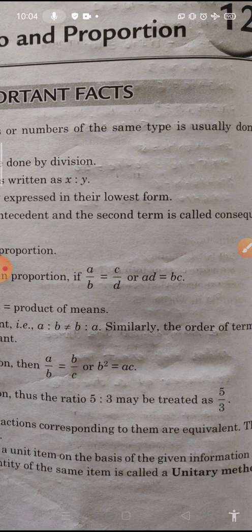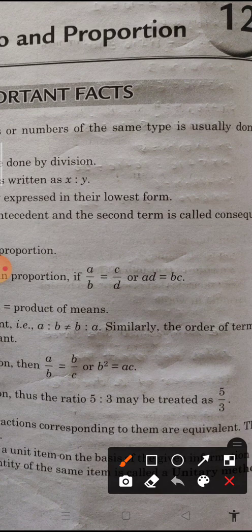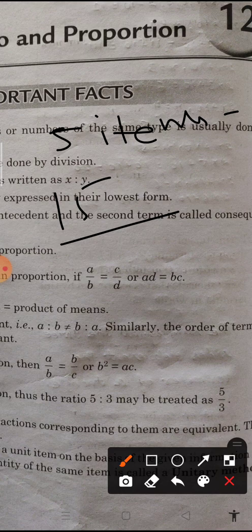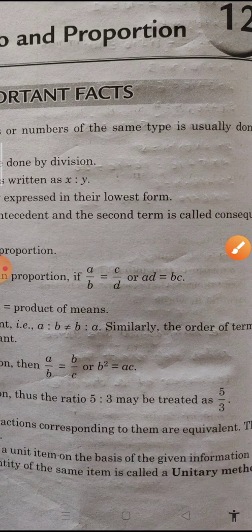Suppose the cost of 5 items is given and we are asked the cost of 15 items. So first we find the cost of one item, then we multiply by 15 to find the cost of 15 items. So this process is called the unitary method.